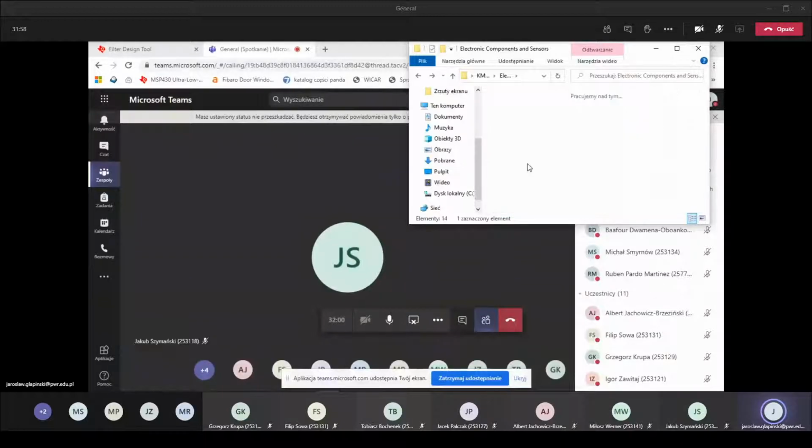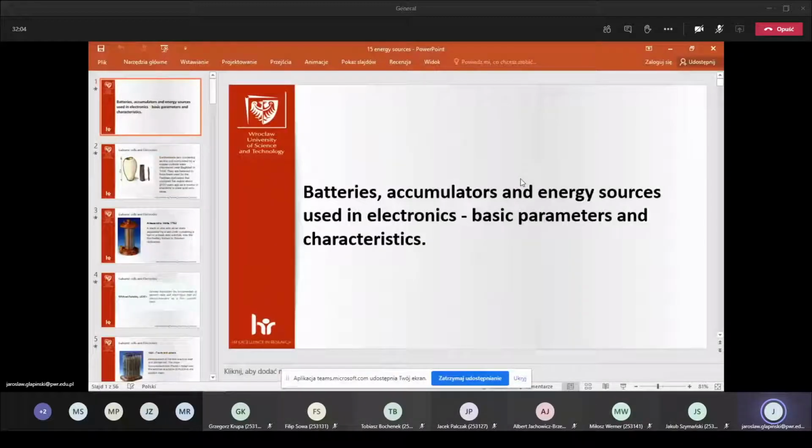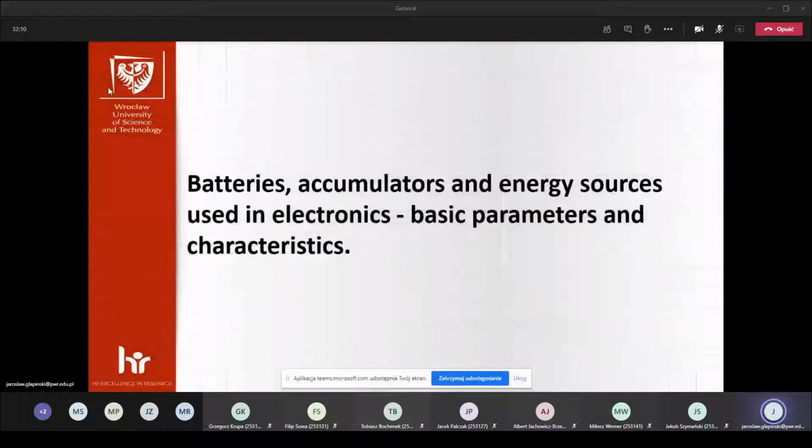Today we are going towards batteries, accumulators, and energy sources, because any active circuit needs some supply, so it needs some energy source. Of course, we've got energy in our plugs, so we've got outside energy, but in general, we are going more towards mobile elements, mobile systems.